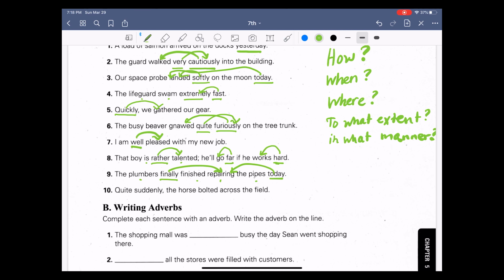All right, number 10. Quite suddenly, the horse bolted across the field. What's the horse doing? He's bolting across the field. And then we want to know in what manner, how, when, or where. Suddenly, he's bolting. And to what extent is he bolting? Quite suddenly, bolting. All right, let's go on to section B.